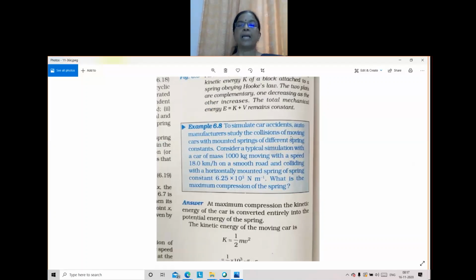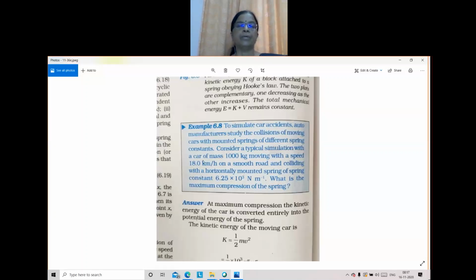Next. To simulate car accidents, auto manufacturers study the collisions of moving cars with mounted springs of different spring constants. Consider a typical simulation with a car of mass 1000 kg moving with a speed of 18 km per hour on a smooth road and colliding with a horizontally mounted spring of spring constant 6.25 into 10 raised to 3 Newton per meter. What is the maximum compression of the spring?